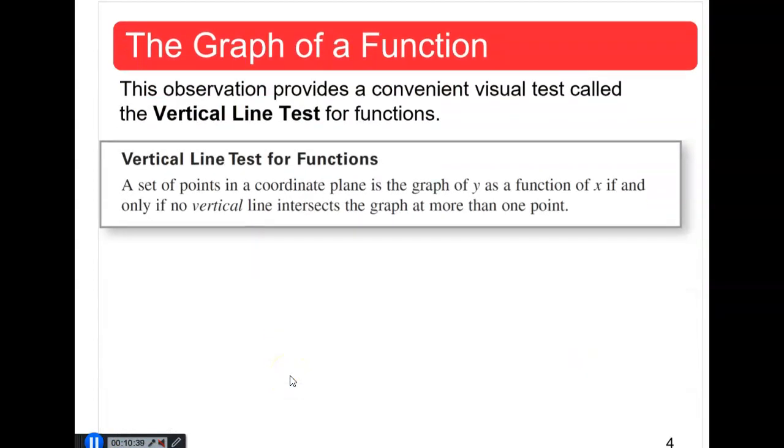And this is probably the easiest thing we will do in this class. It's called the vertical line test. And it is a test intended to verify if the graph represents the graph of a function. So if you recall, we said something about the x values. For a relation to be a function, the x values cannot repeat.